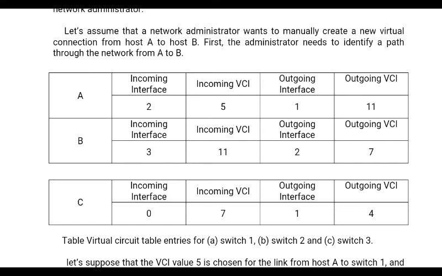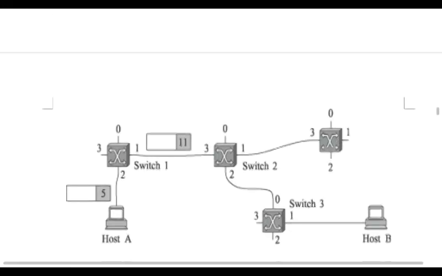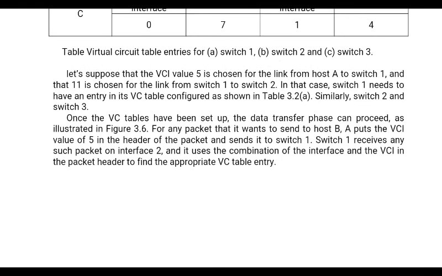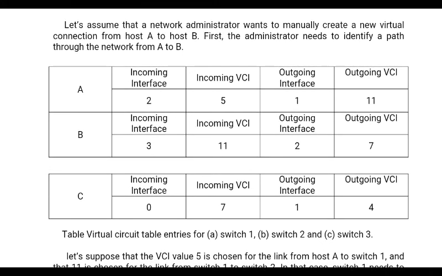Now the next one, switch 2, is going to receive this packet on port number 3, with the incoming VCI 11. So it is going to make an entry in the switching table. The entry is already done because it is manually done by the administrator. What is the incoming interface? Incoming interface is 3, that is, on port number 3 it has received the packet. What is the incoming VCI? The virtual circuit identifier present in the header of that packet is 11.